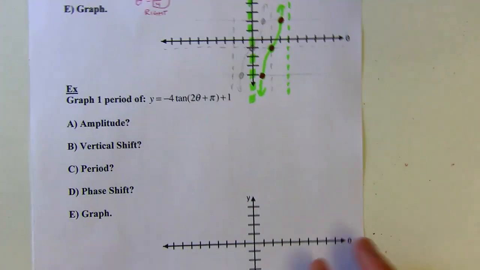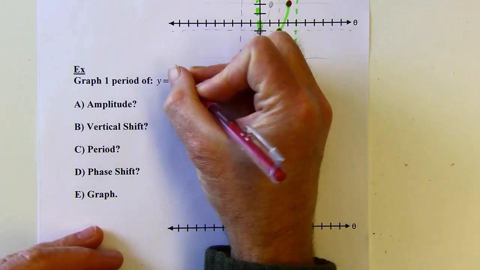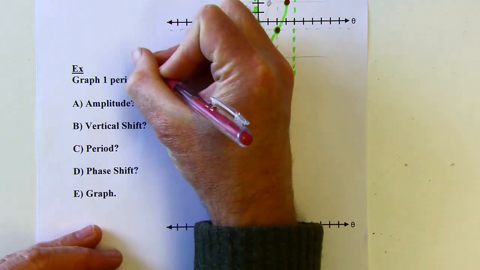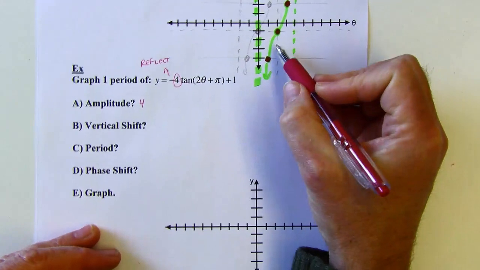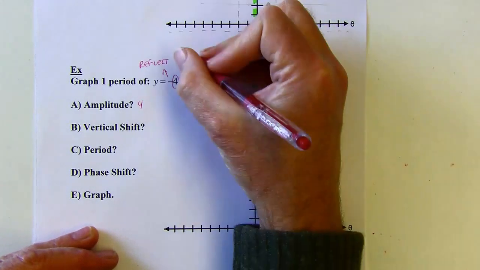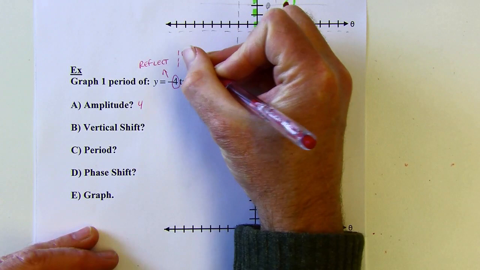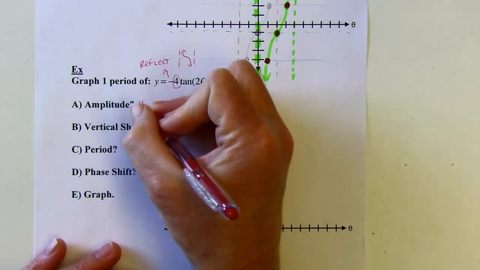Okay, next problem. So the amplitude is always positive, so that's the 4. Now this tells me, hey, we're going to have a reflection. So the shape of this one, rather than being an S-curve that goes upwards, the basic shape is going to be like that. It's going to be going downhill, okay?